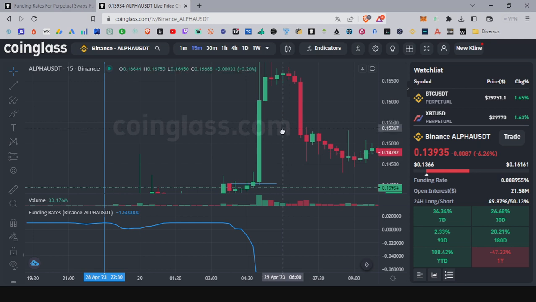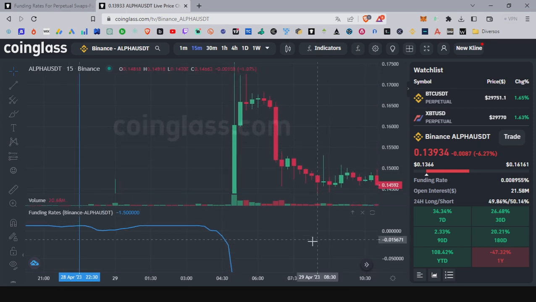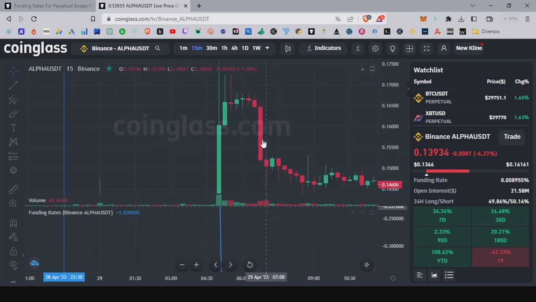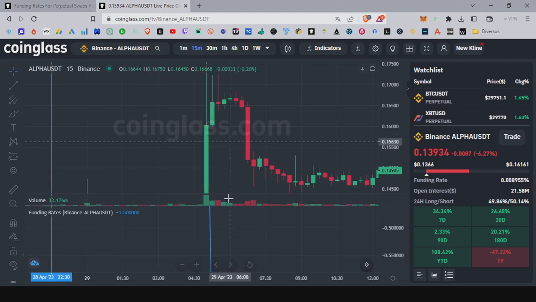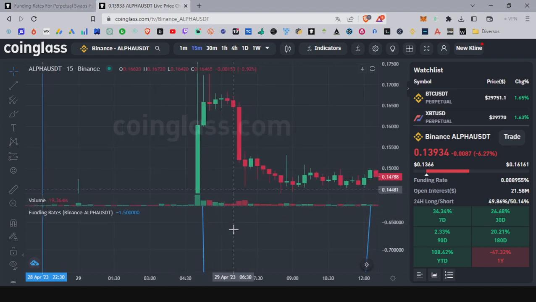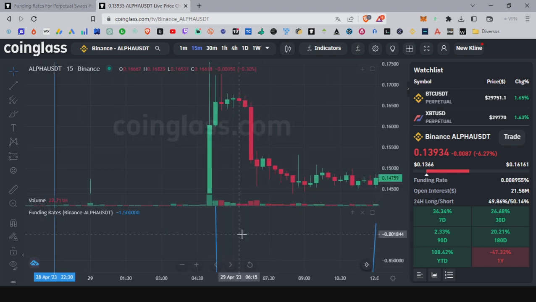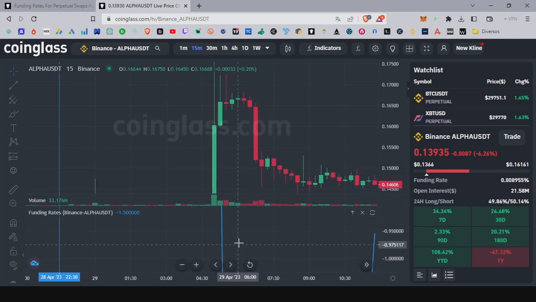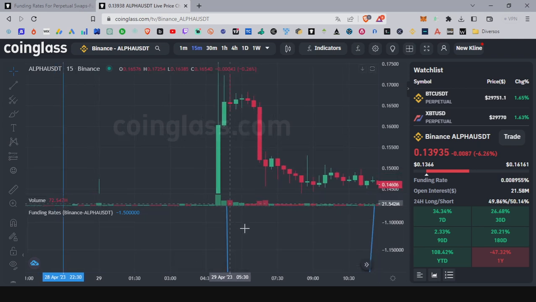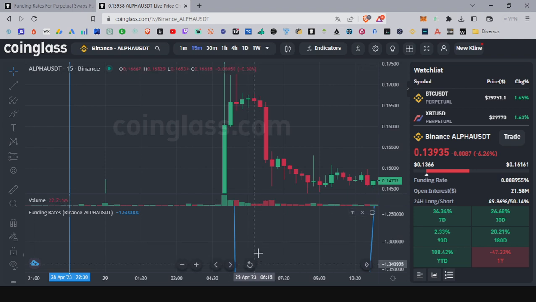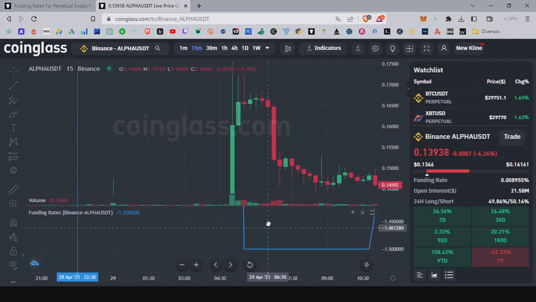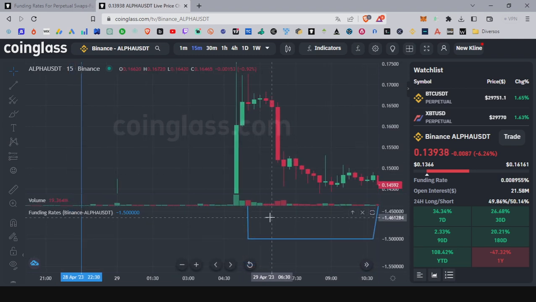Let's look at the top now, okay? Now we have to analyze this area here. What happened is, when the price pumped, everybody started shorting this token badly. How many times have you done that? You see, the price pumped a lot. It has to go down now.